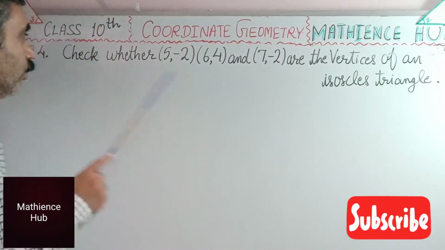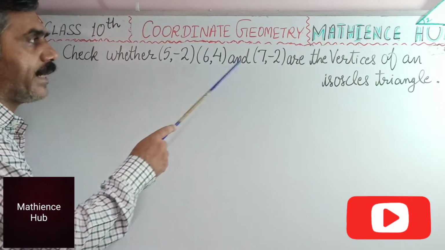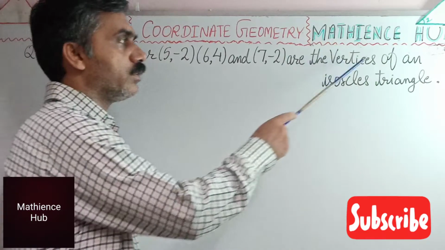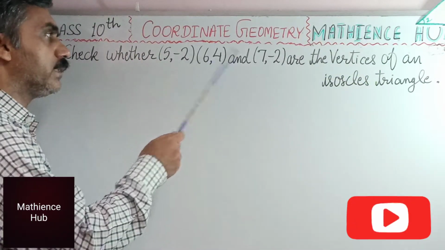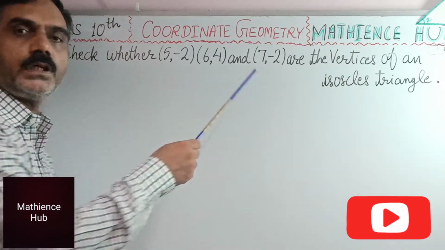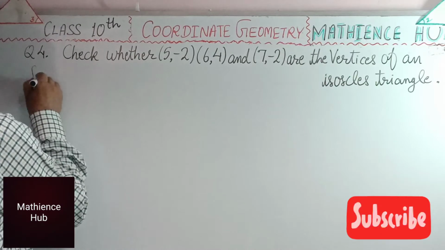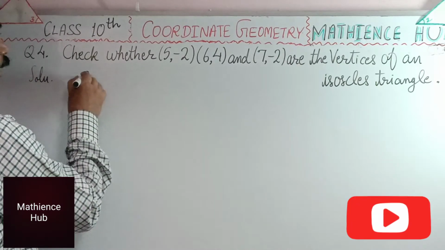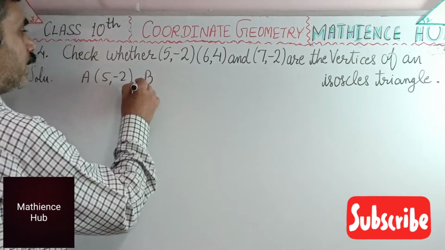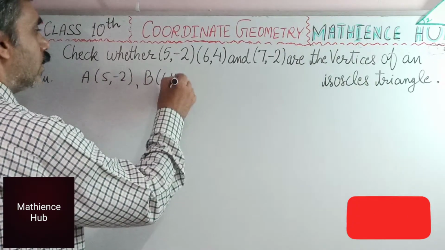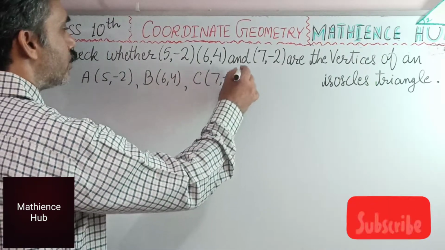In question number 4, check whether (5, minus 2), (6, 4) and (7, minus 2) are the vertices of an isosceles triangle. First we name the vertices A, B and C. Solution: A is (5, minus 2), B is (6, 4) and C is (7, minus 2).